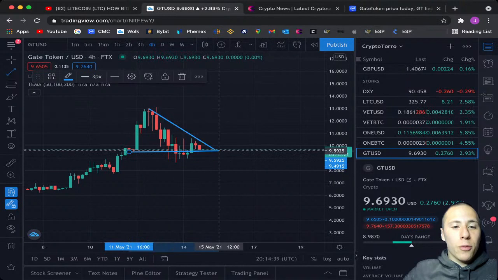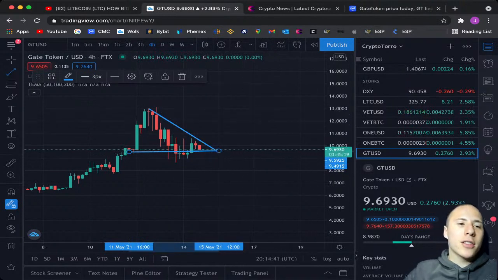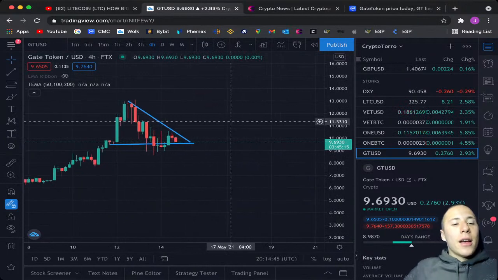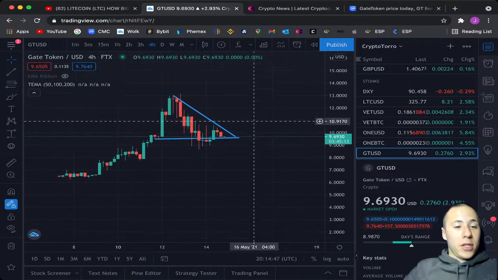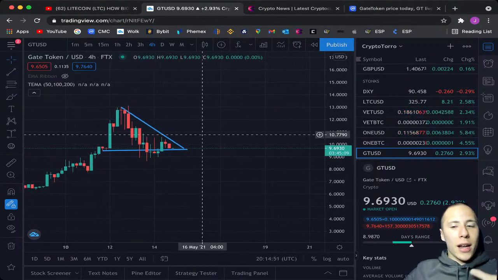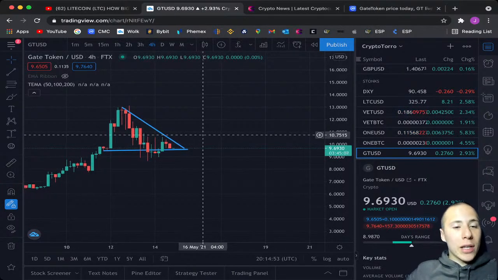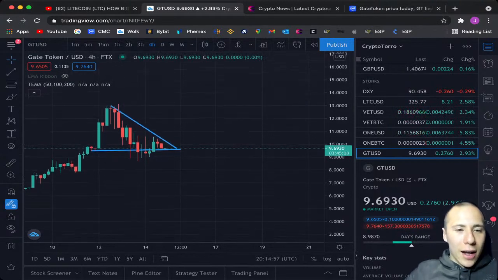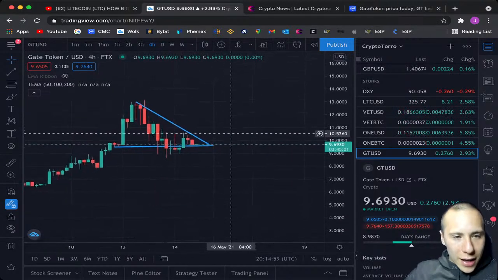And yes, we all know a descending triangle is a pattern that tends to break out towards the downside, and I don't want to be negative about this coin because I haven't done enough research to give you enough fundamental analysis on it, but just to give you the technical analysis that I can be giving you.